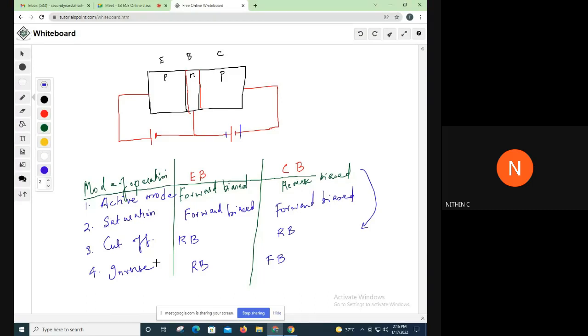Okay, so that's all about modes of operation. Now, I need to say one more thing. If you are asked about the applications, some of you at least might know about the applications of transistors. Can anyone tell which are the basic applications of a transistor?